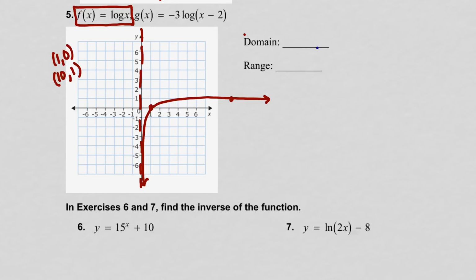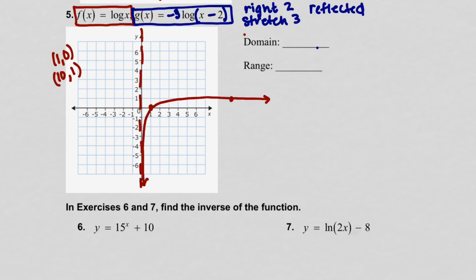Now the next one, my g of x. A couple things happen. Grouped in with my x, I have a -2. Again, that indicates that I'm moving, oops, I hope you caught that I made a mistake. That's not left. That is moving right 2. And then I've also got that 3 out front, so I'm going to stretch by a factor of 3. And that negative means it's going to be reflected.